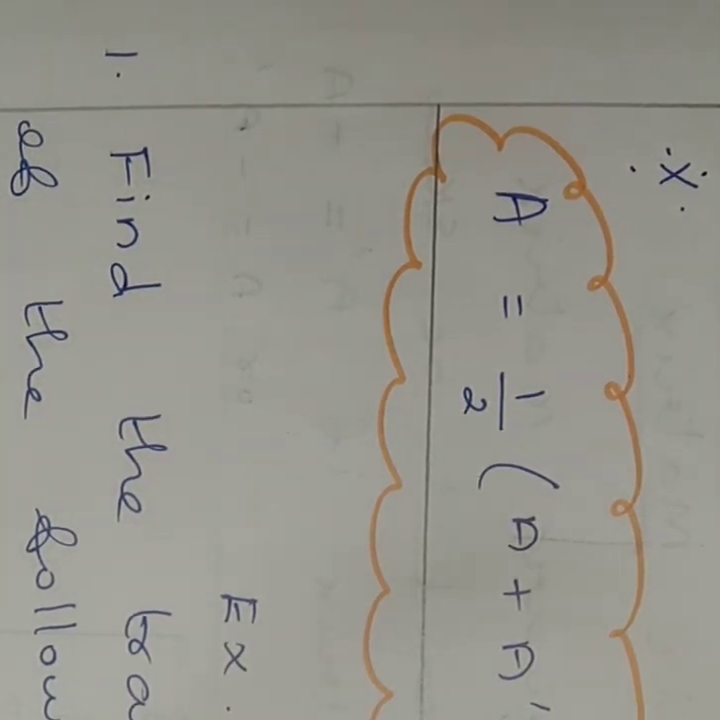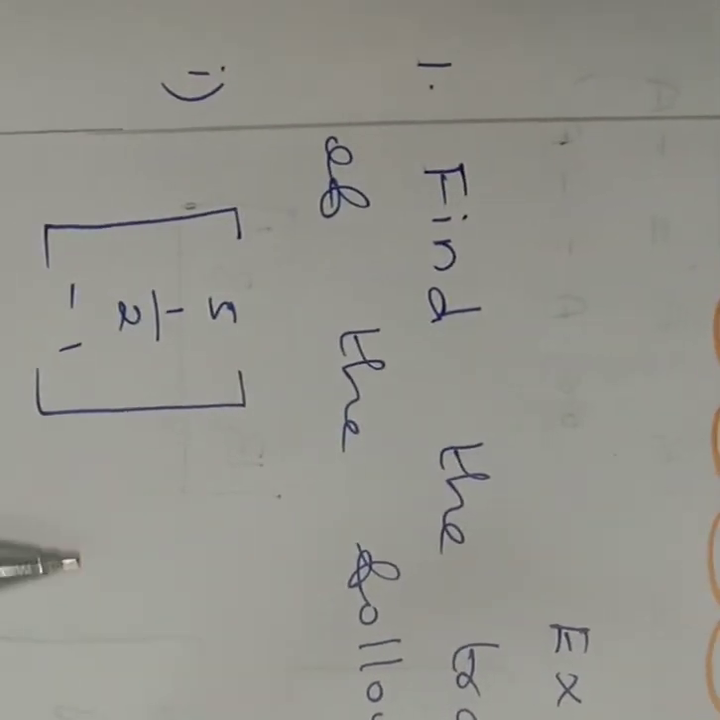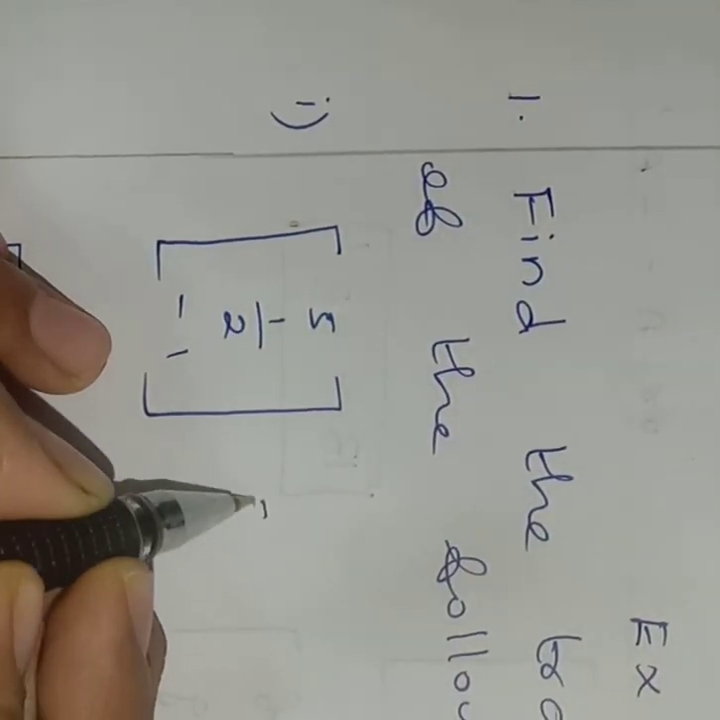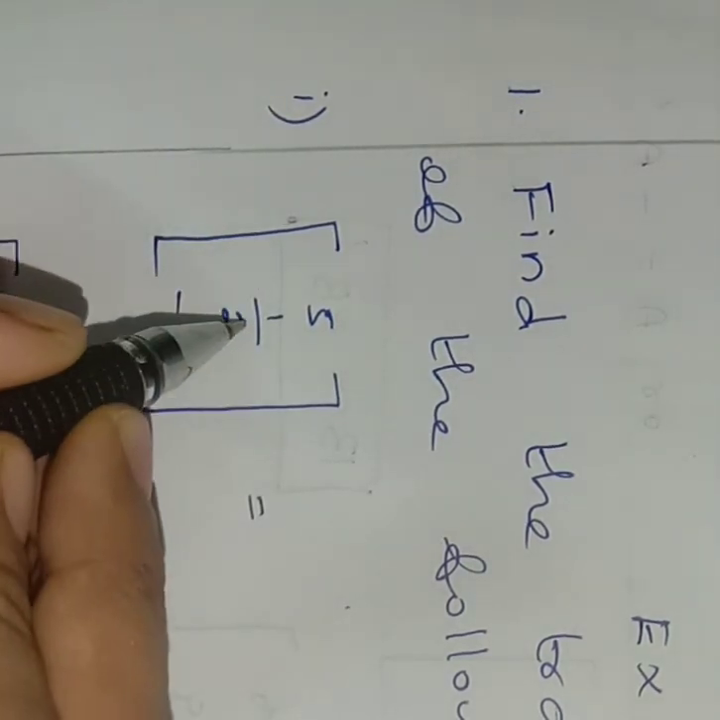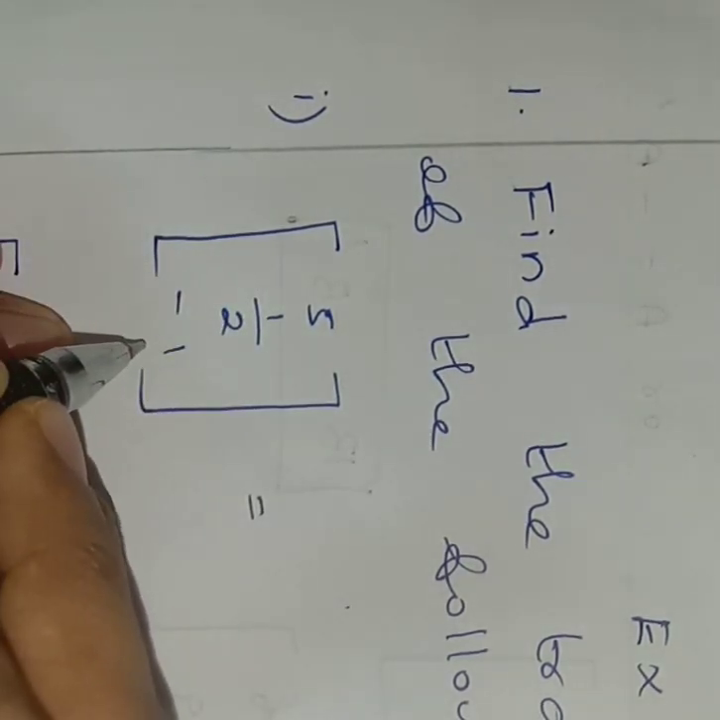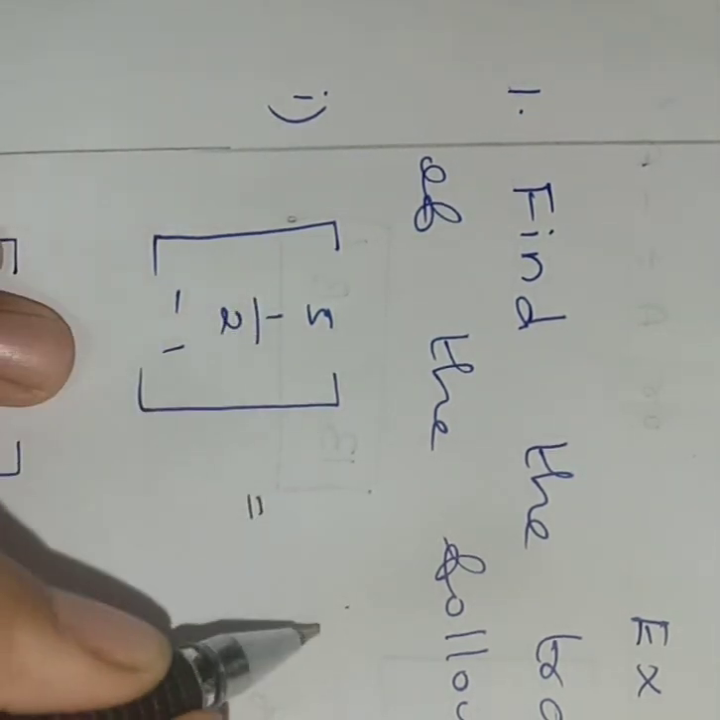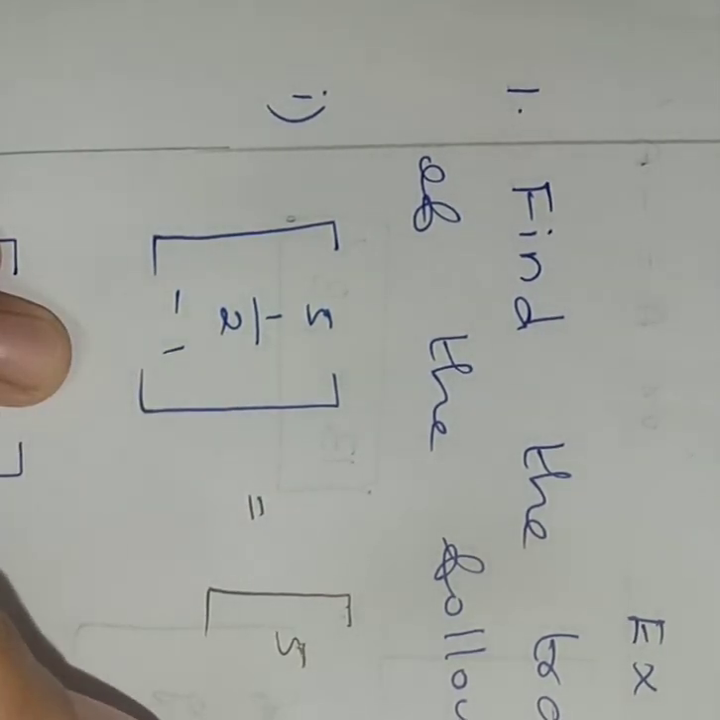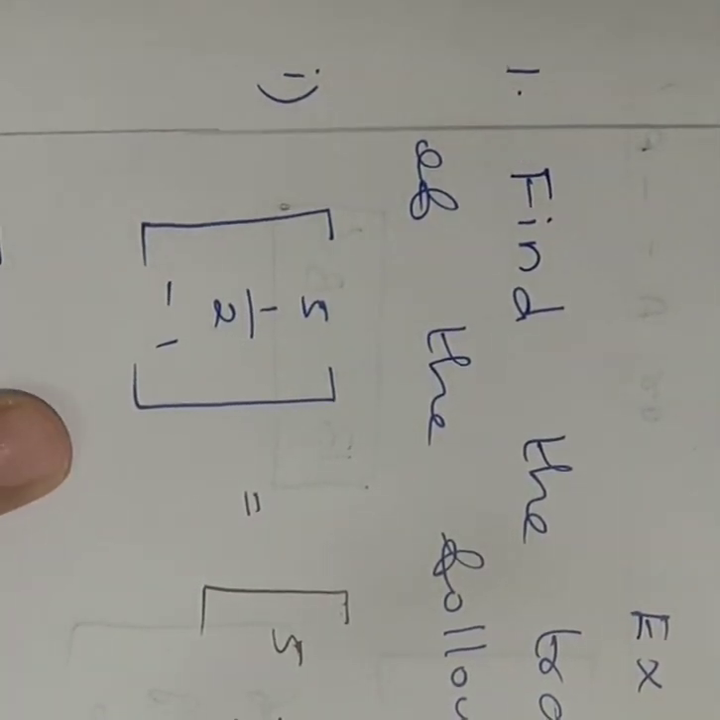Okay, now let's go for exercise 3.3. Find the transpose of the following matrices. They have given you one matrix. Can you tell how to find the transpose of this? What is the first row here? 5, right? Second row is 1 by 2. Third row is minus 1. So the first row will become the first column. The second row will become the second column. The third row will become the third column. So this is the transpose of the first question.